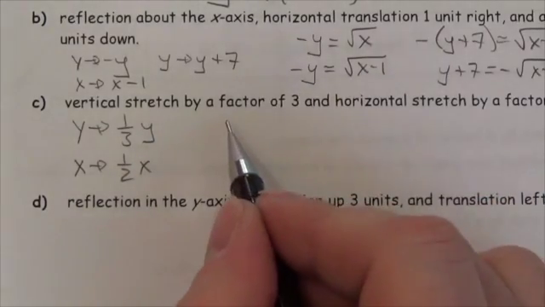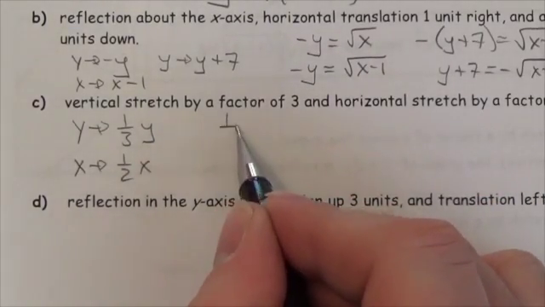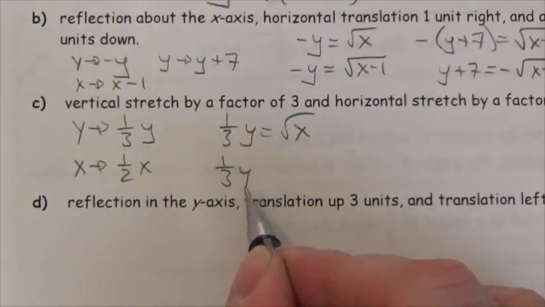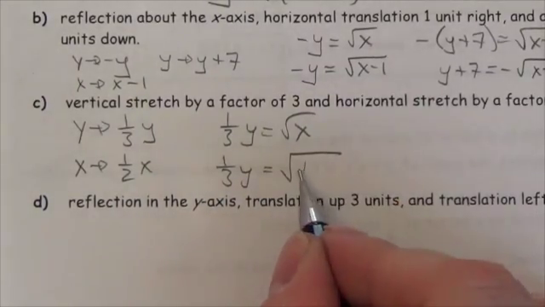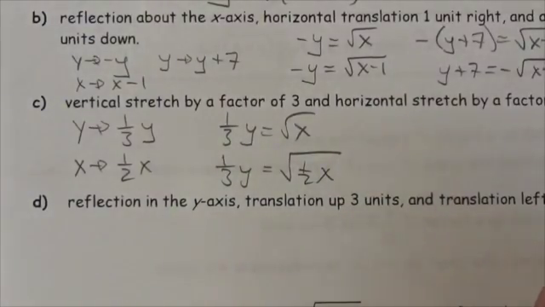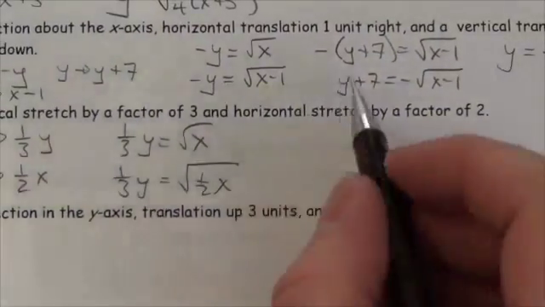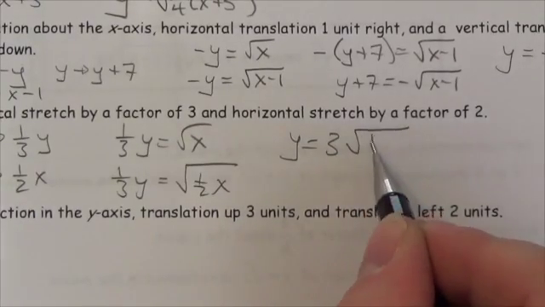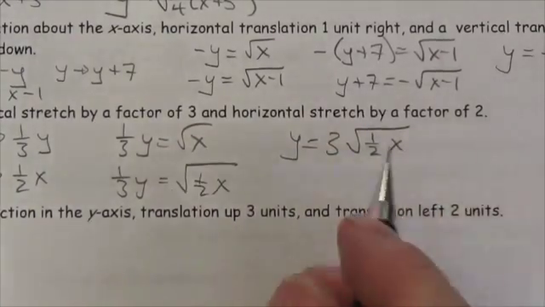And so now in my equation, that is going to be 1/3 y equals root x, and then 1/3 y is equal to the square root of 1/2 x. But I want to get y by itself, so I'm going to multiply both sides by 3, so that's going to be y is equal to 3 times the square root of 1/2 x. That's the function I'm looking for.